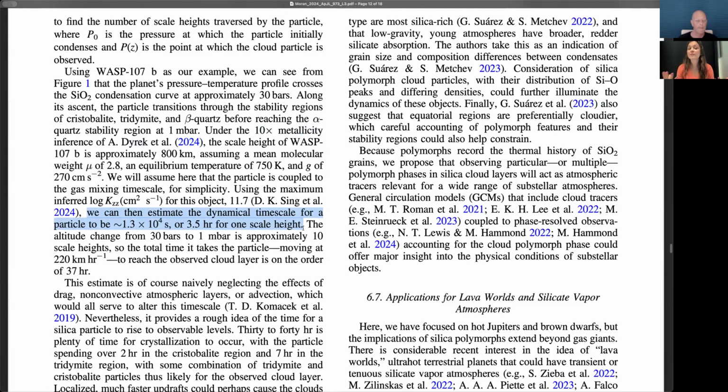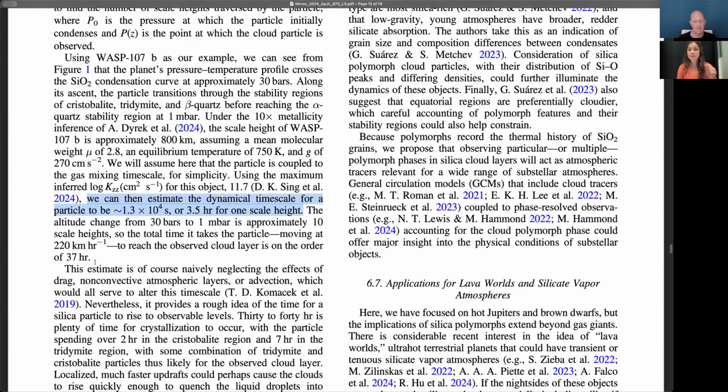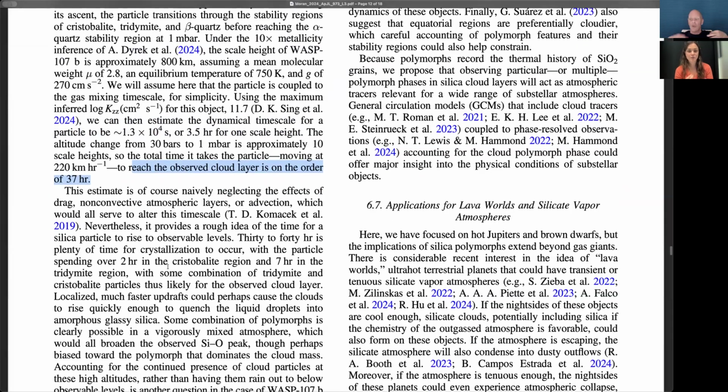So the total amount of time it takes for our particle to nucleate and then be observed is about 37 hours. Okay. We can then break that down, the amount of time it spends in each region, and we can just calculate that difference in scale height. So that means it spends like 2 hours in the cristobalite region and 7 hours in the tridymite region. Okay. That's enough time for that crystallization process to start to occur.